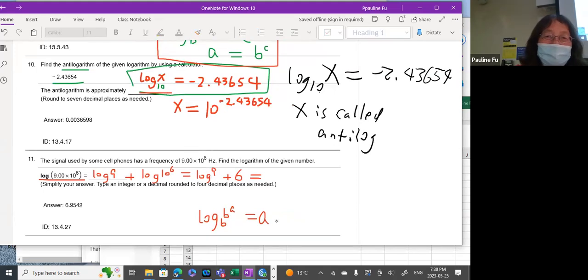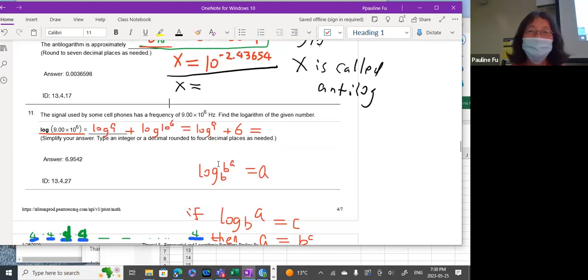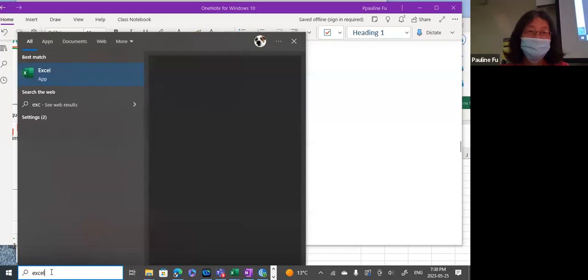Okay, so if you have log base 10 of x equal to negative 2.43, so x equal to 10 raised to power negative 2.43. Okay, then you can use Excel or a calculator to find this number. So what is 10 raised to power negative 2.43? Let's use Excel here.